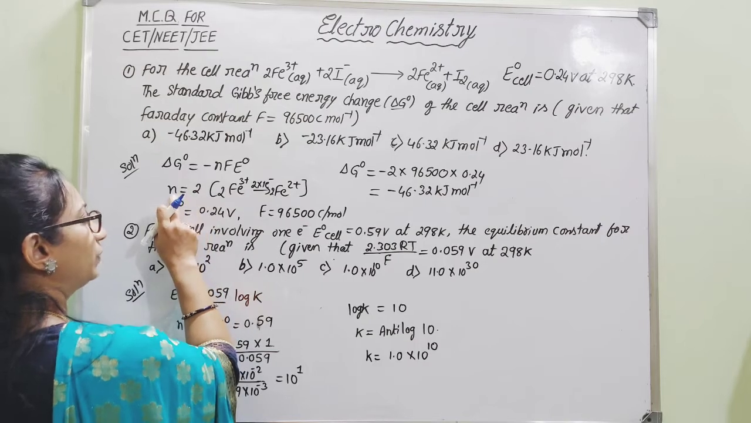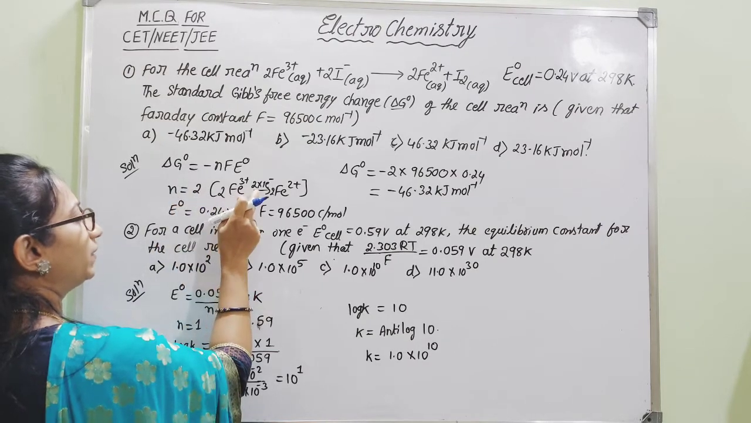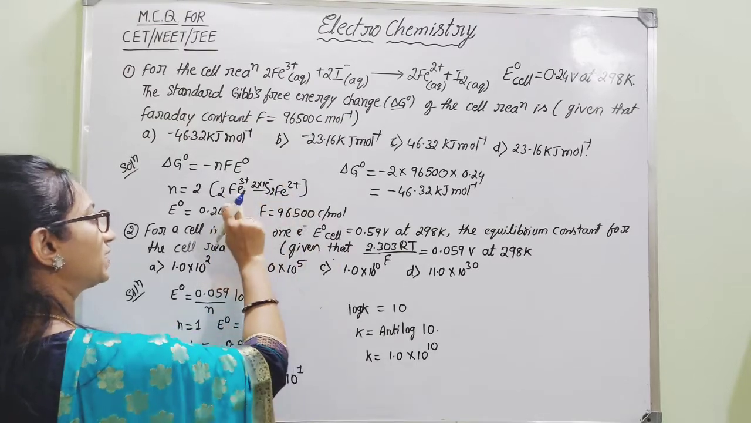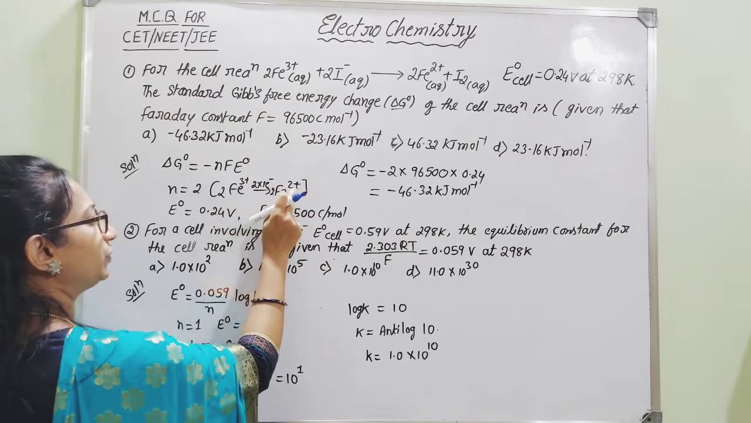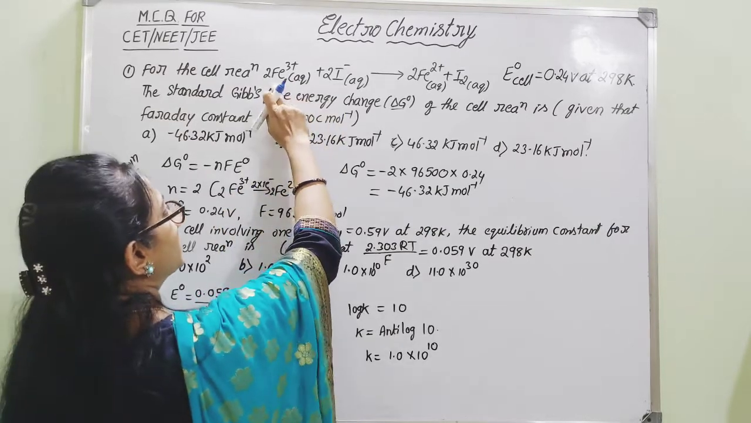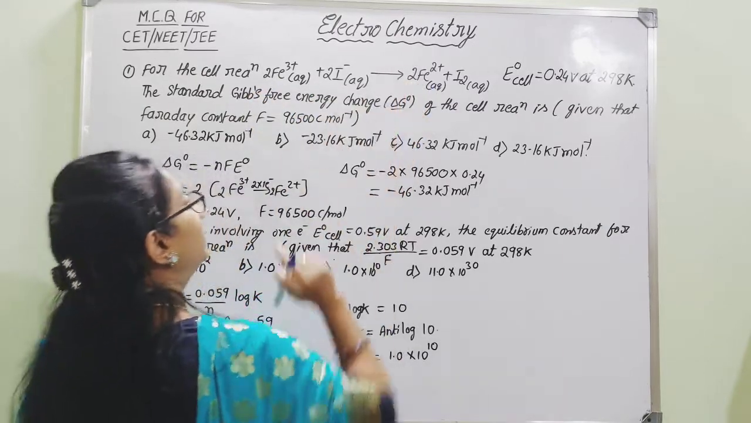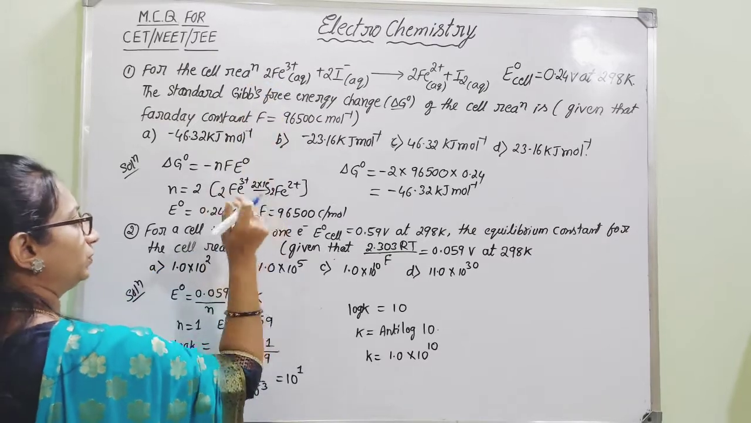Here, n value, how to find the n value? Here we can find out the number of electrons exchanged. If we consider the oxidation or reduction process, here it is the reduction process. Fe3+ is converting into Fe2+. According to this expression, you need to write the number of ions. Here 2 and here also 2.